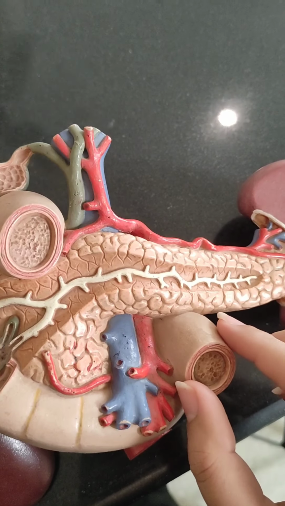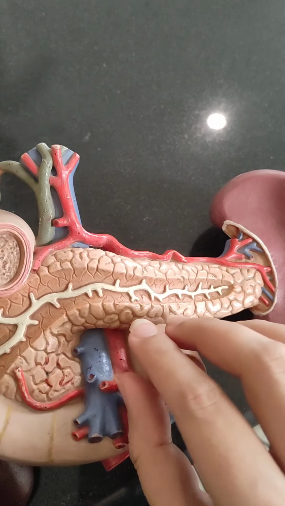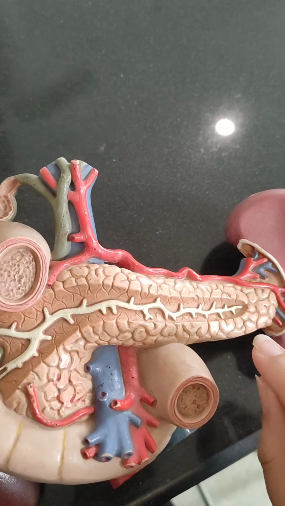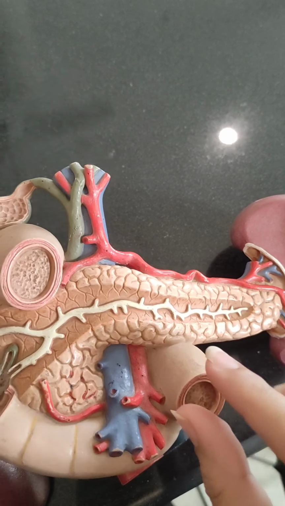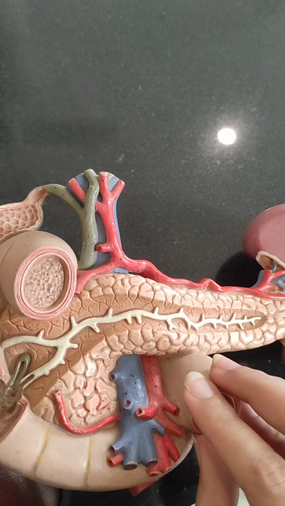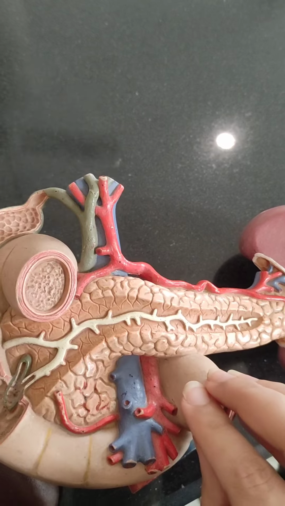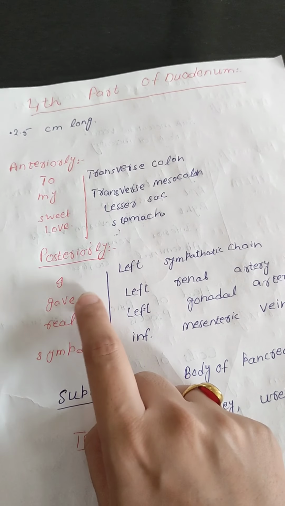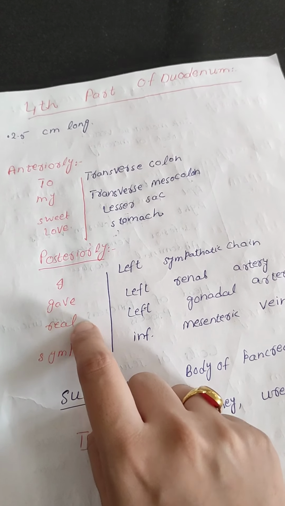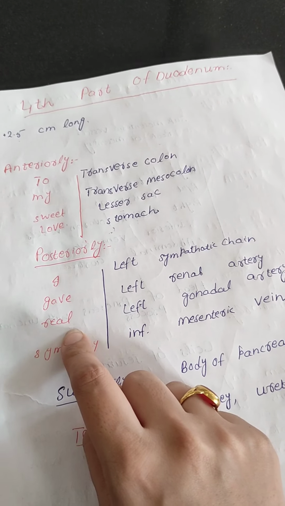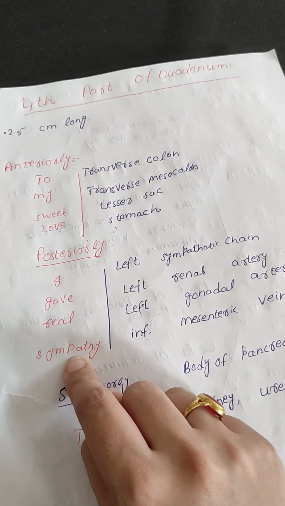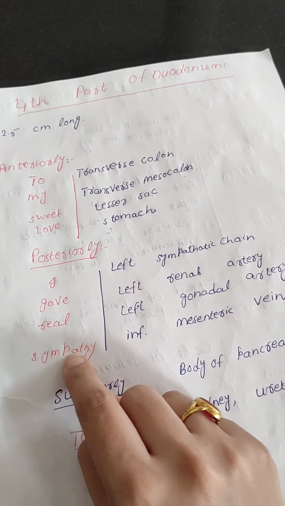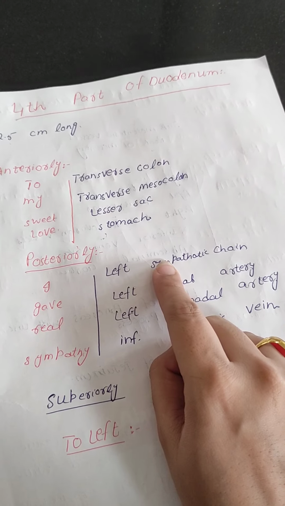This is the fourth part of the duodenum. The transverse colon passes in front of it and the mesocolon also passes in front of it. The lesser sac is in front of this fourth part and the stomach is also in front of this part. Posteriorly, the mnemonic is I give real sympathy. I stands for the inferior mesenteric vein, G for gonadal artery, R for renal artery, and S stands for sympathetic chain. Sympathy to sympathetic chain is easy to remember.